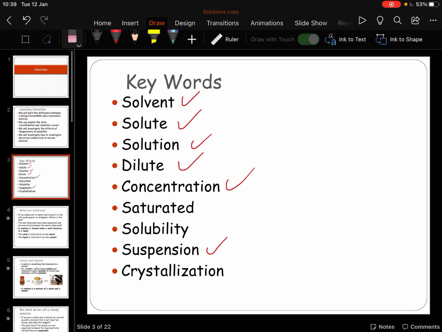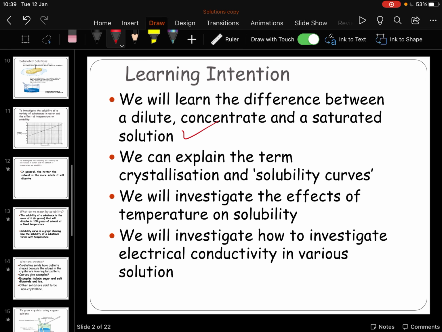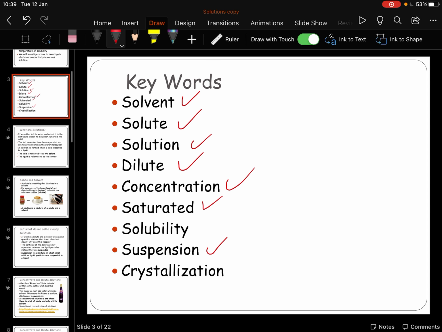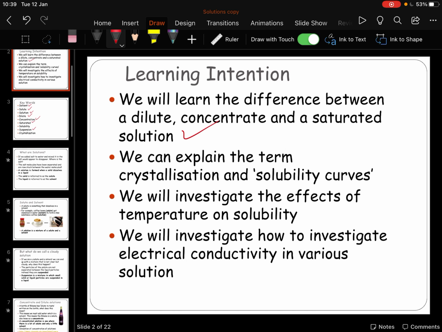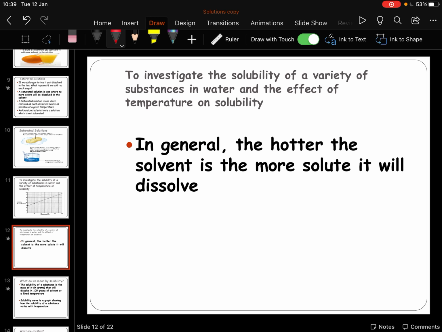So we go back to our learning intentions. This one is done. Okay, so we're almost there. See that? So the keywords are pretty much covered, and the learning intentions are almost there. We got one down. Okay.